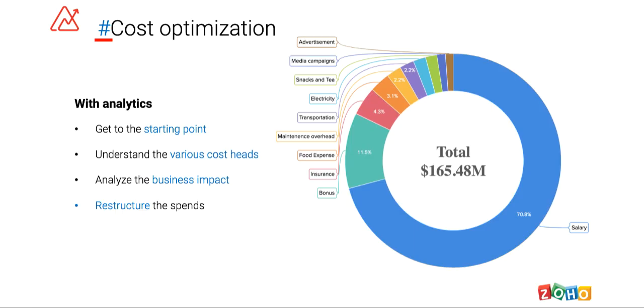So with analytics, we were able to get to the starting point of your cost optimization journey. We were also able to understand the various cost heads associated with a particular line of business. We could understand and analyze the business impact of various cost heads on business, and thereby we were able to restructure our spends. So with that, we come to the end of cost optimization.